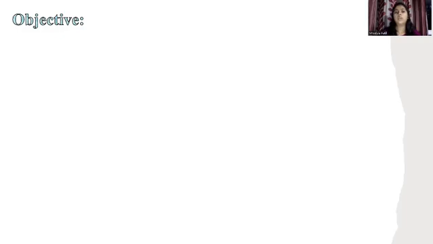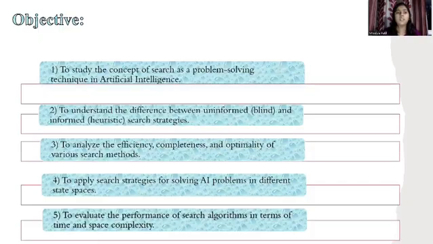Today I will be talking about a very fantastic topic, search strategy in artificial intelligence. In this podcast I will explain what search strategies are and the types of search techniques used in AI, and how they help a machine make intelligent decisions. Now, first of all, the objectives of search strategy.